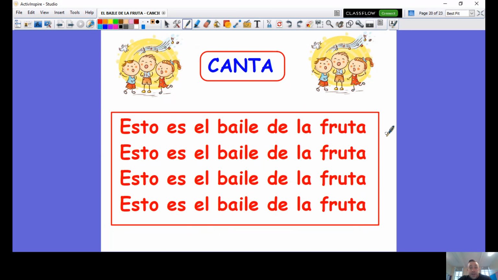Esto es el baile de la fruta. Esto es el baile de la fruta. Esto es el baile de la fruta. Esto es el baile de la fruta.